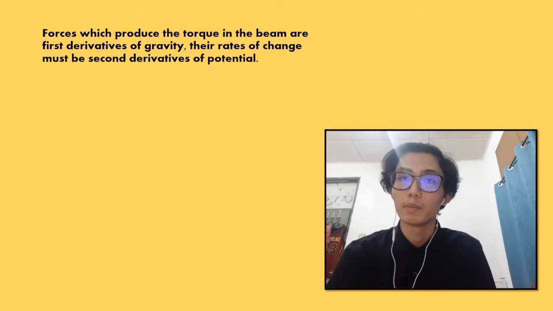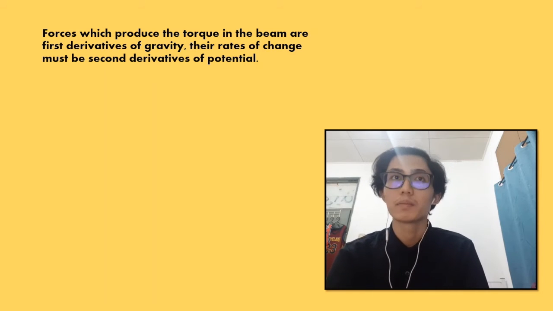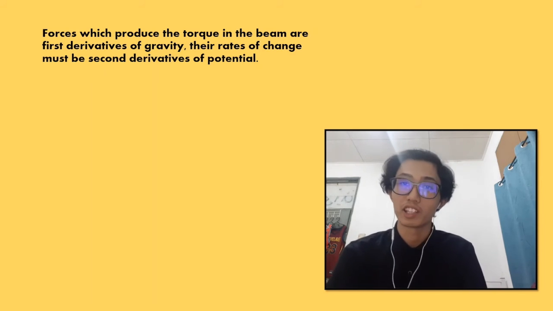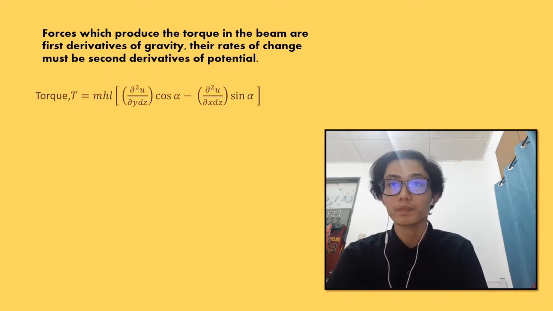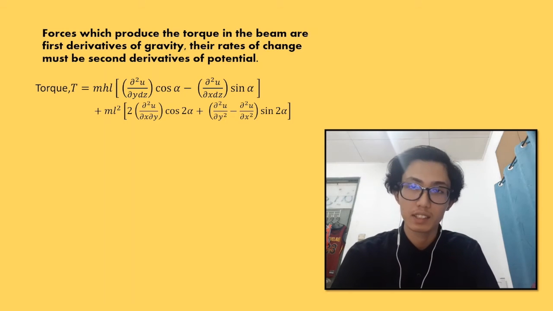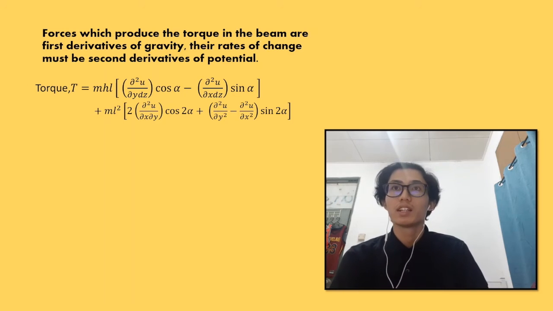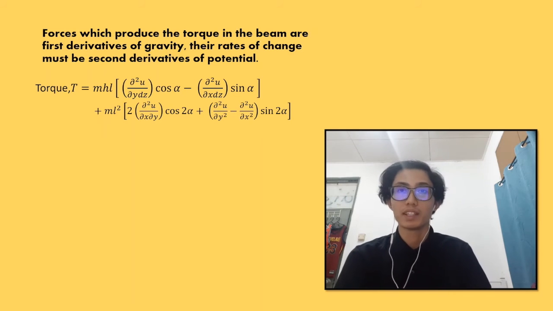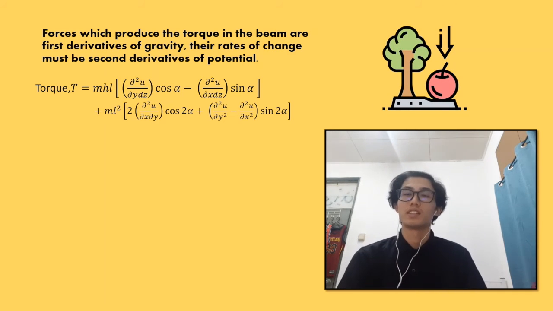Newton says that the forces which produce the torque in the beam are the first derivative of gravity. Their rates of change must be the second derivative of potential. So right now I will show you the formula of torque. M in the formula is the mass of the weights on the beam, h is the vertical distance between the weights, 2L is the horizontal distance between the weights, alpha is the angle between the beam and the x-axis, and there are four second derivatives of the gravitational potential.